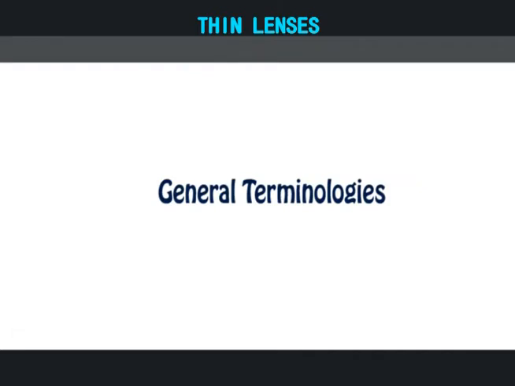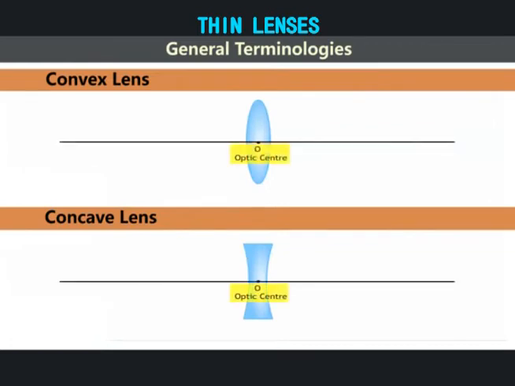So let's look at the general terminologies, and we have already seen a few. The optical center O is a point on the principal axis of a lens such that any light ray passing through this point emerges undeviated. It is also known as the pole of the lens.